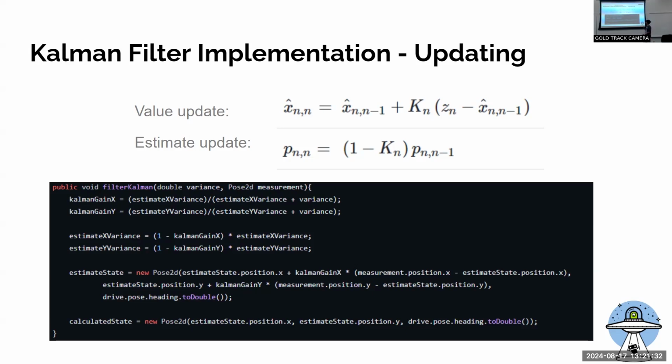And then for your variance update, you're just going to be using the Kalman gain and the variance from the last loop. As you can see, I ran 2 Kalman filters, 1 for the x part of the pose and then 1 for the y value of the pose. This is because usually a Kalman filter is only used for 1 variable, so I just decided to use it for both variables.